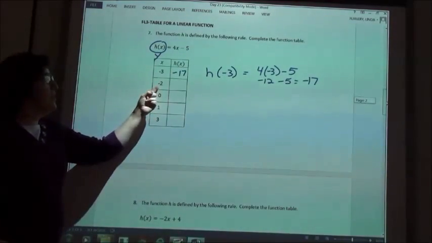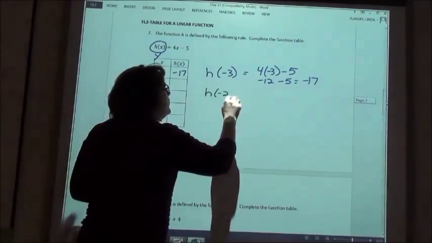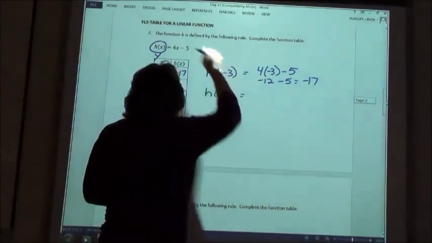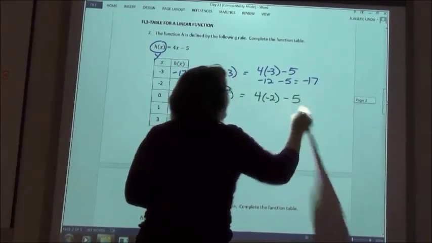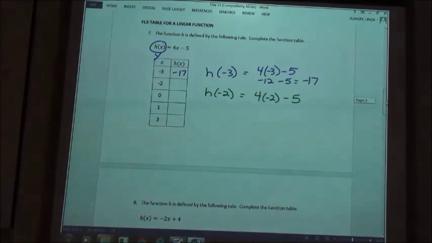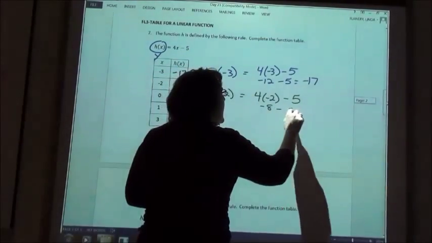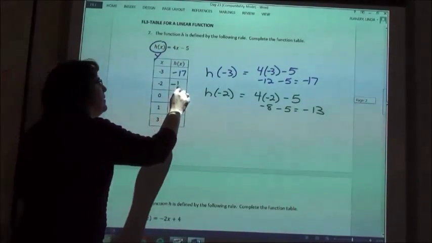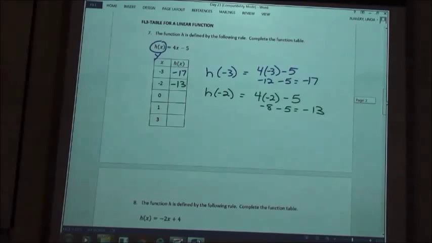So then they tell you on the next one, well, let's use -2. So they're going to write it as h of -2 to show that, oh, -2 is the number I'm putting in for my x. But I'm really going to put it in on the other side. 4 times the -2 minus the 5. And then I'm just going to solve that right-hand side. 4 times -2 is -8. -8 minus 5 is -13. So when x is -2, my answer is -13.